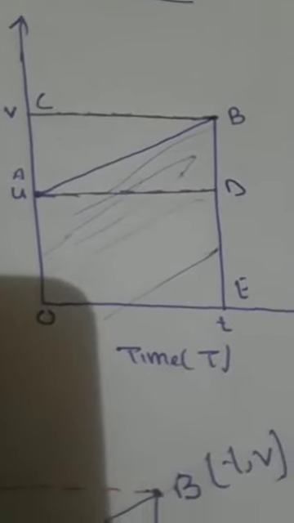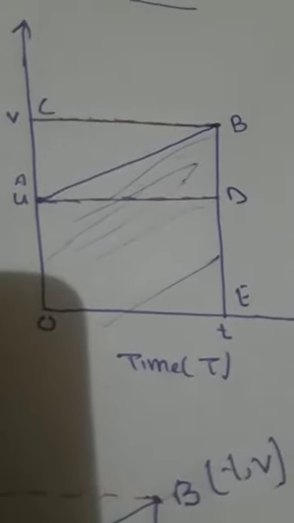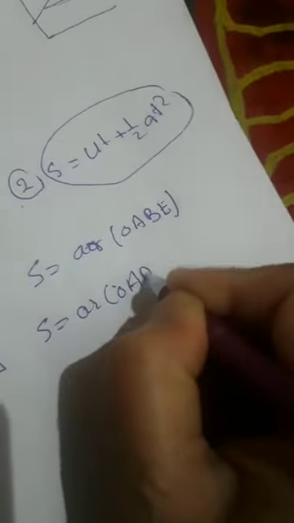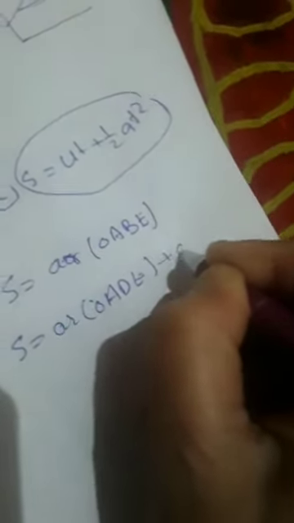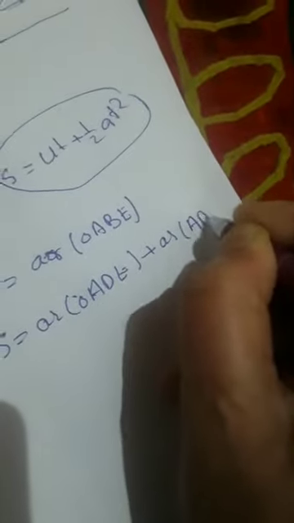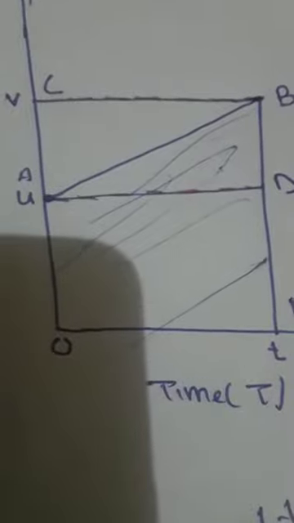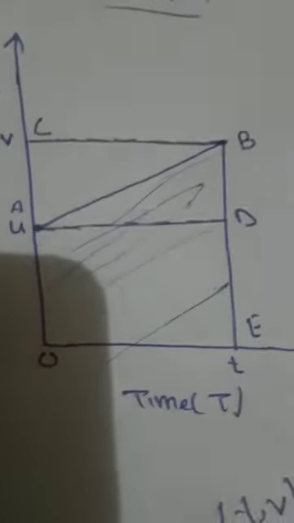But I can split this area into two figures: the area of a rectangle plus the area of a triangle. If you look towards the figure, OABE is equal to the area of rectangle OADE plus triangle ADB. So S is equal to the area of OADE plus the area of triangle ADB. This figure is split into two figures, one rectangle plus one triangle.